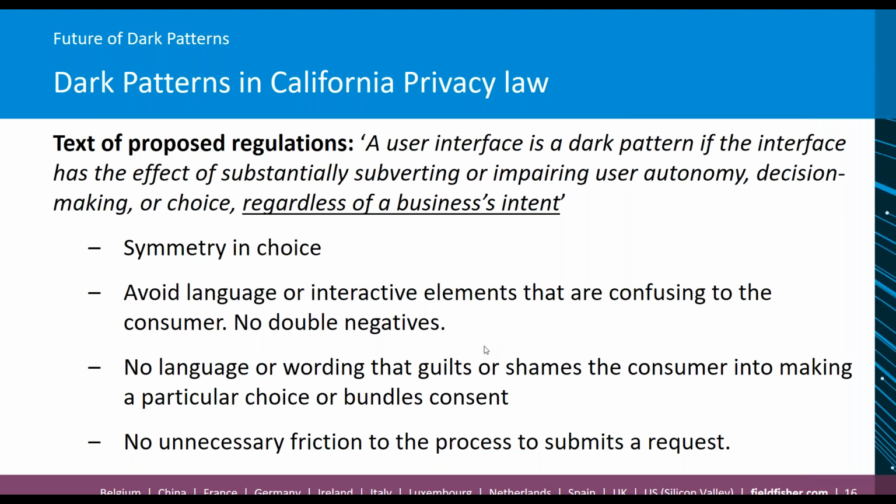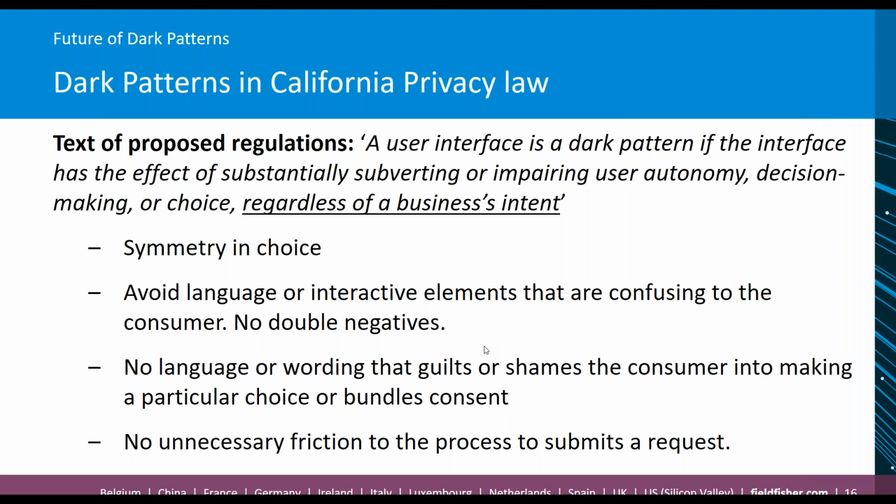So in order to have a symmetrical choice, you would need to have two buttons, accept all and decline all. And so that's in relation to symmetry of choice.